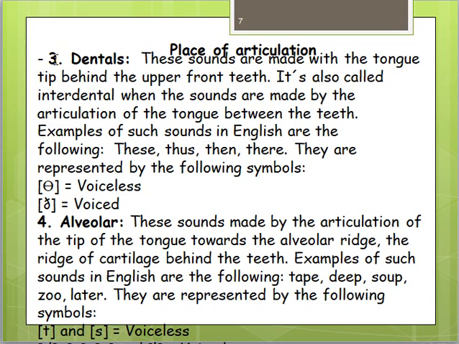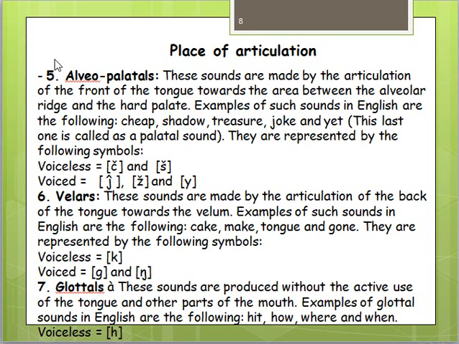I mean the constriction. We have the alveolar sounds. For example, te, de, se, ze. Okay, all these are alveolar sounds. Now the fifth place of articulation is the alveopalatals, or sometimes only palatals. And in these, the front of the tongue, not the tip, the front of the tongue goes towards the area between the alveolar ridge and the hard palate.